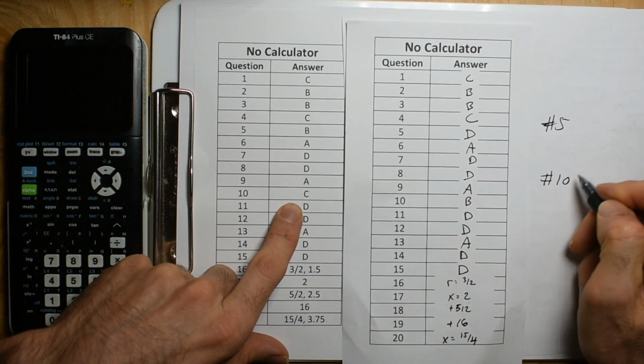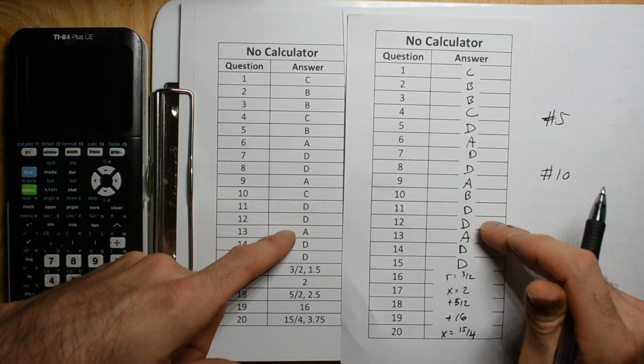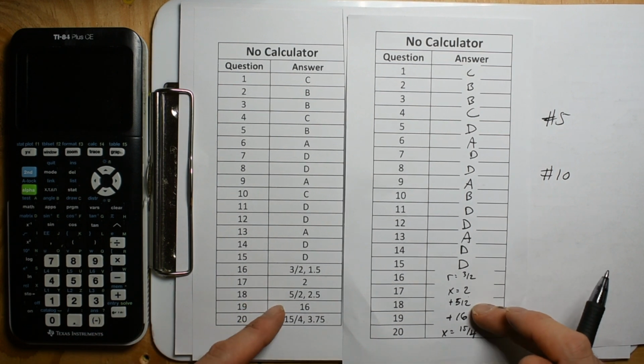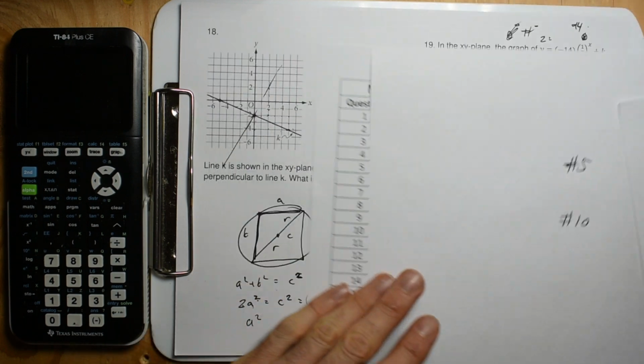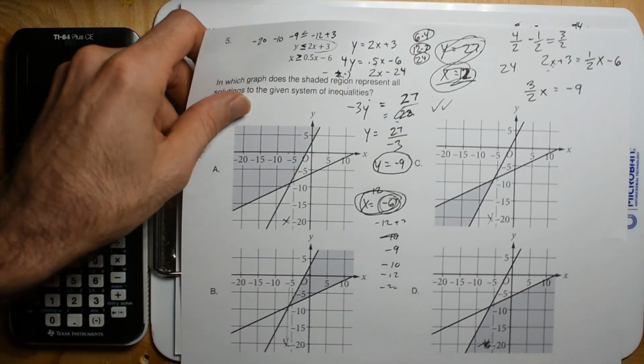No, I enjoy getting wrong answers, you know what I mean? Because I would rather get wrong answers than right answers sometimes. Anyway, 3 halves, 2, 5 halves, 16, 15 fourths. Okay, hell yeah. So we get to go back and do a couple of these. So yeah, we messed up number 5.